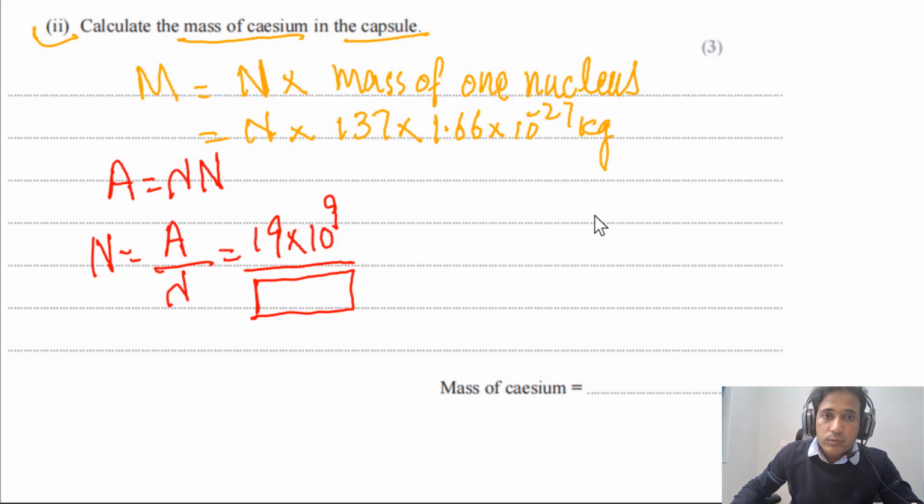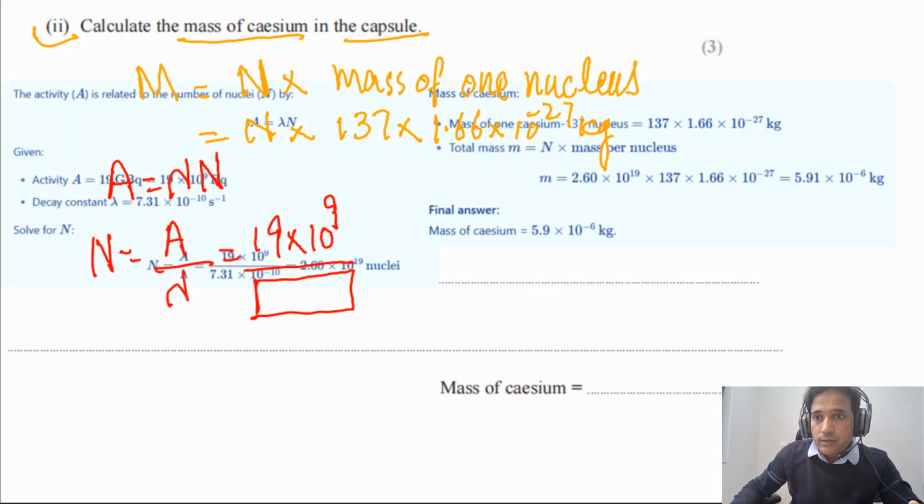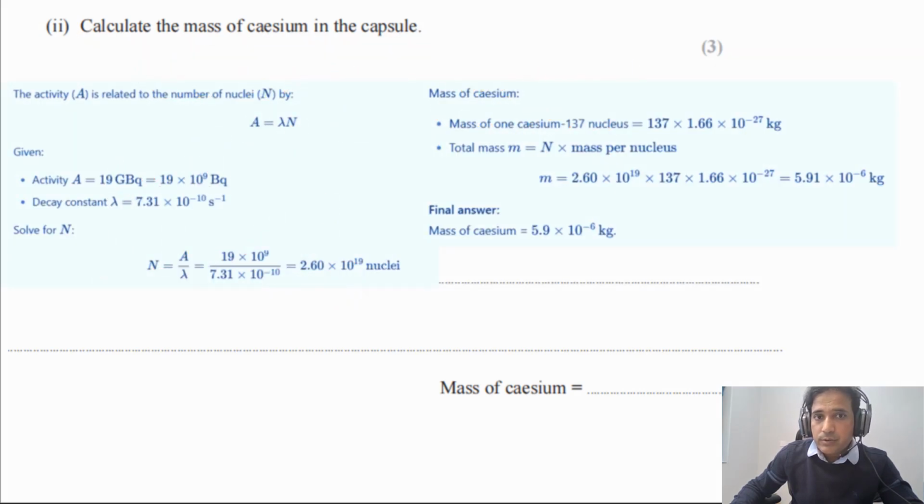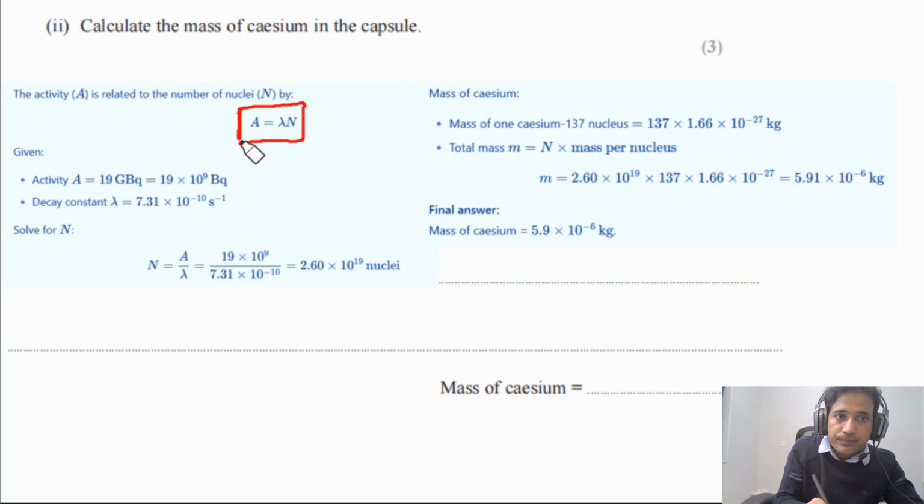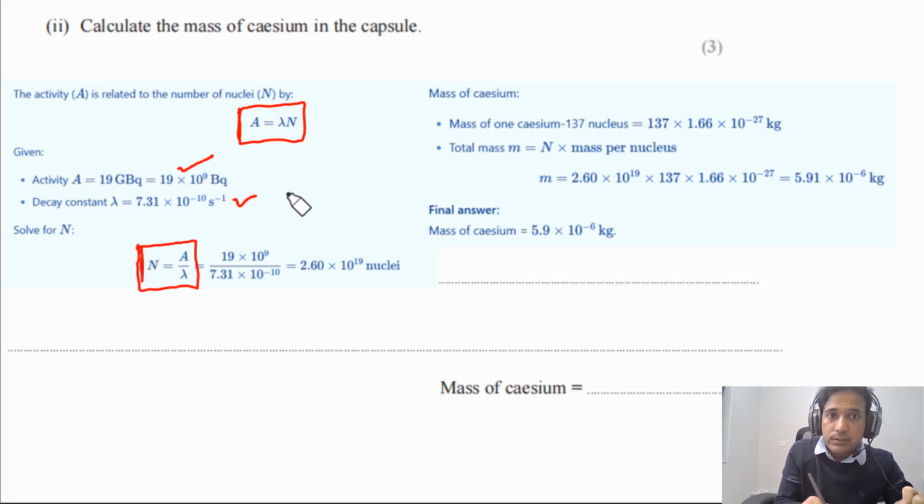Now let's go through the complete solution. Here you can look at the complete solution. You can see I have written first of all this formula. Then I have calculated the value of N using this formula, because the initial activity we have, the decay constant we calculated in the last part, and the mass of one cesium nucleus is this one.